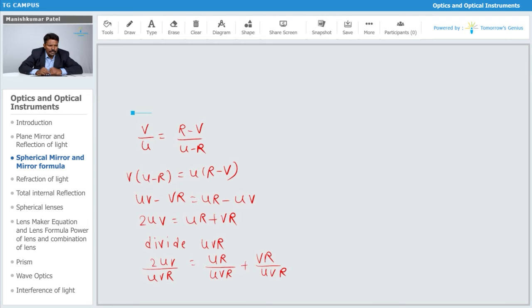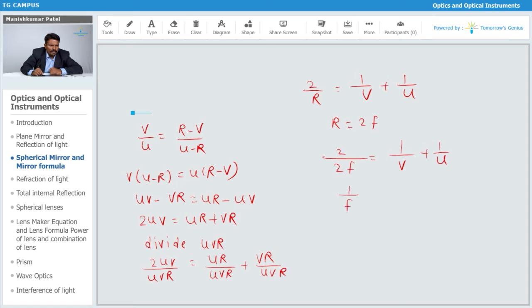The UV gets cancelled, so this is 2 upon R. Again, UR cancels giving 1 by V plus 1 by U. And again R is equal to 2 times F. So this is 2 upon 2F, which is equal to 1 by V plus 1 by U.